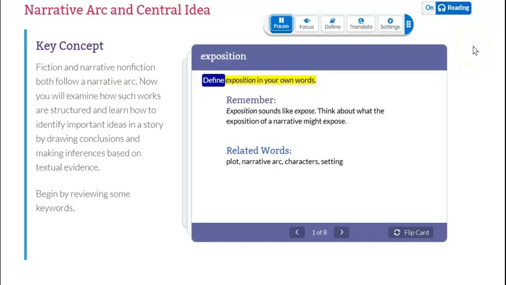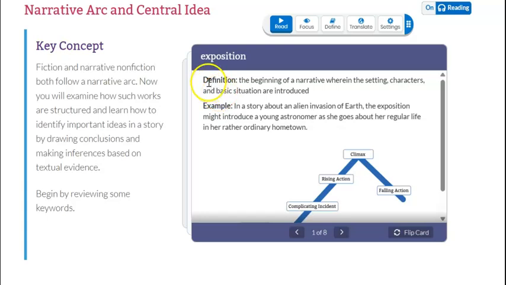Exposition. Define exposition in your own words. Remember, exposition sounds like exposé. Think about what the exposition of a narrative might expose. Related words: plot, narrative arc, characters, setting. Definition: the beginning of a narrative wherein the setting, characters, and basic situation are introduced.